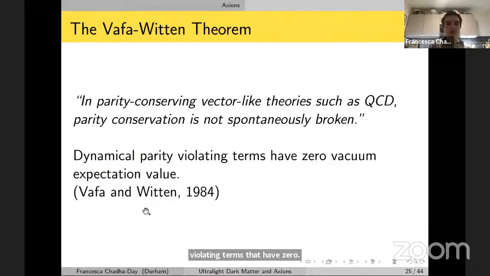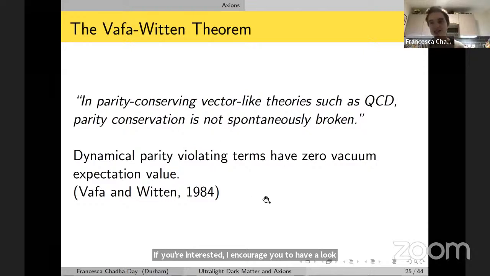This theorem is from a paper by Vafa and Witten in 1984, which is a really nice paper. If you're interested, I encourage you to have a look. The derivation's very short, which is always pleasing, and is actually kind of deceptively simple. So it's quite a nice paper.